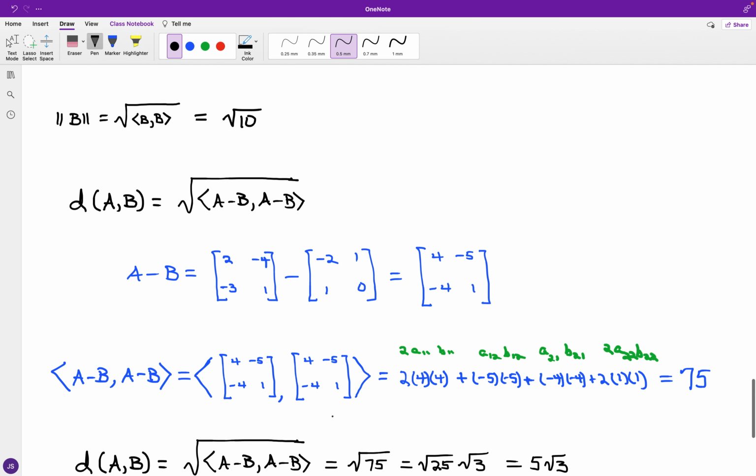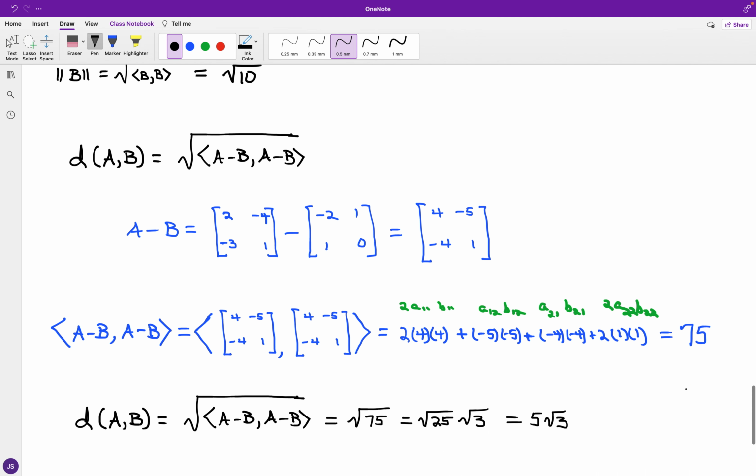And looking at the inner product of A minus B and itself, following through with our formula, we're going to have A sub 1,1 B sub 1,1, A sub 1,2 B sub 1,2, and so on through 2,2. We're going to have duplicate values since we're looking at A minus B with itself. And upon taking the products, we're looking at 32 plus 25 plus 16 plus 2, which will add up to 75.